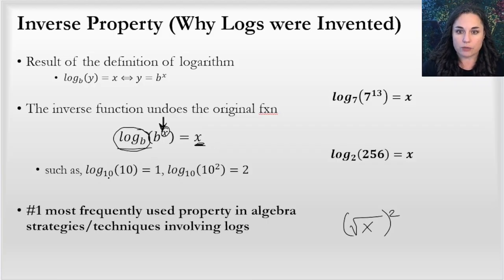So, such as log base 10 of 10. Remember, 10 is 10 to the first power, so that's how we get 1. Log base 10 of 10 squared is 2, right? We're going to take the log base. As long as those two things match, what we get out is that exponent.